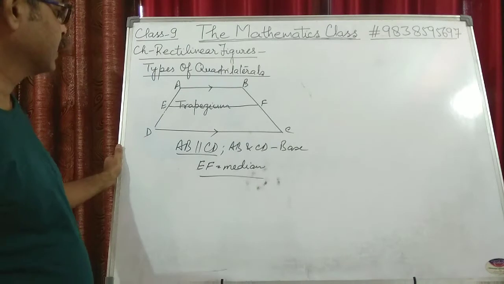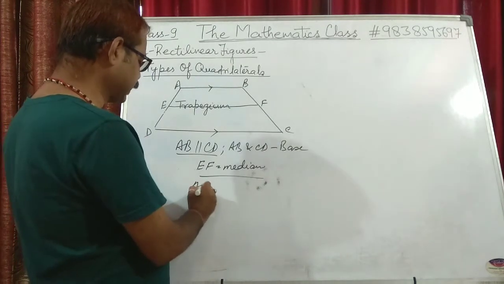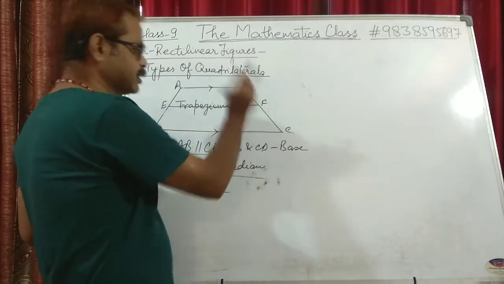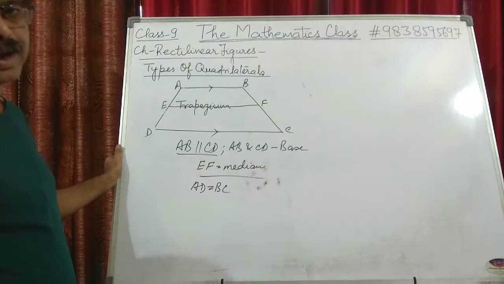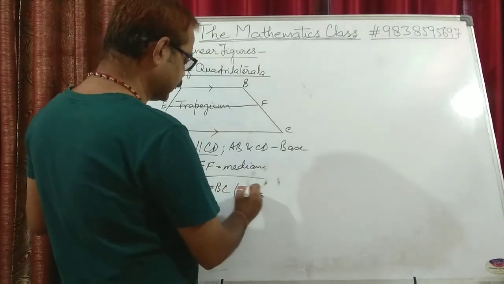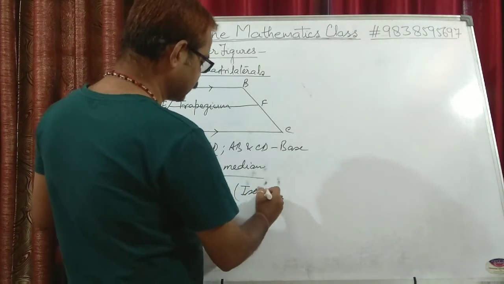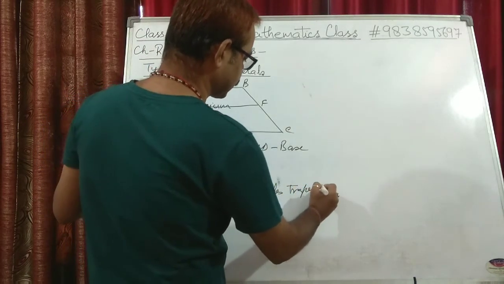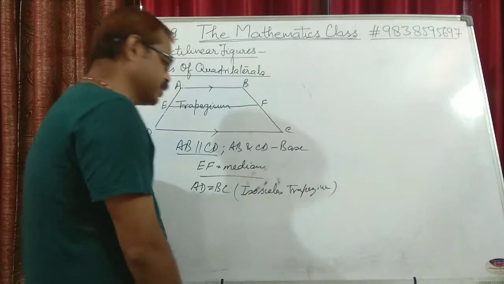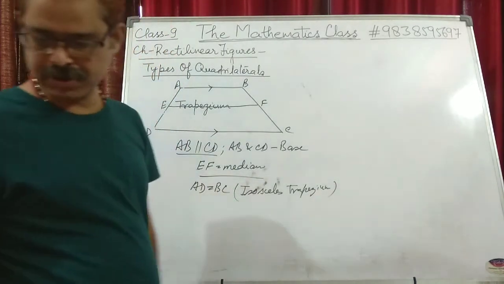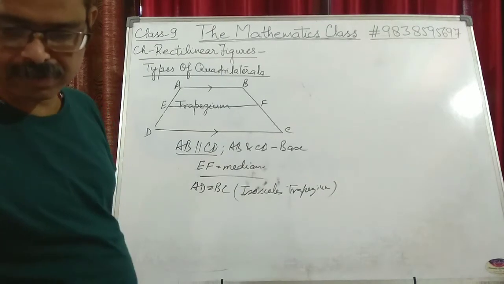One more thing: if AD and BC, AD means this side, BC means this side, if the non-parallel sides of a trapezium are equal, then it is known as an isosceles trapezium. So these are the bases. This was the basic information about a trapezium.